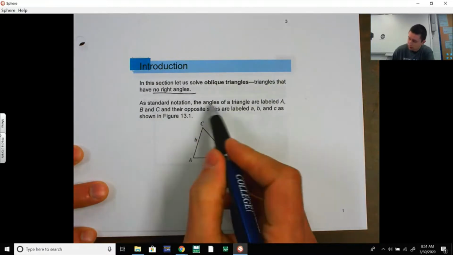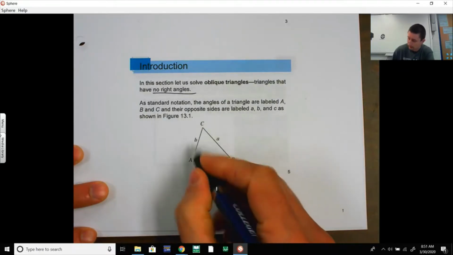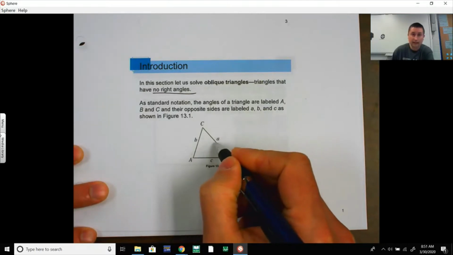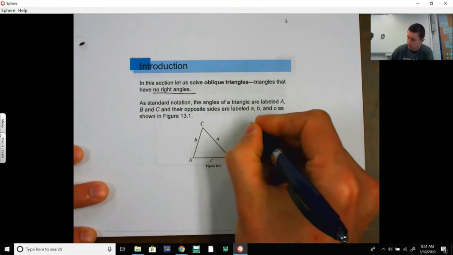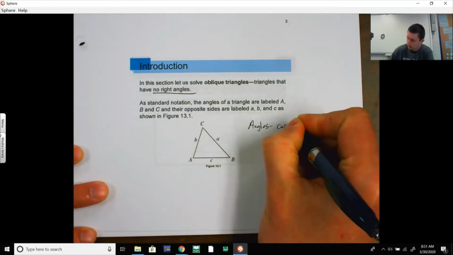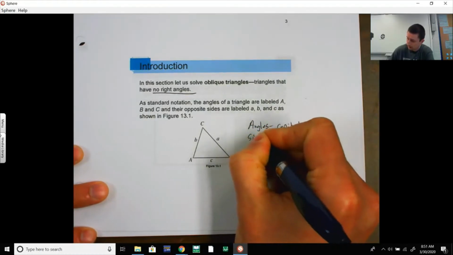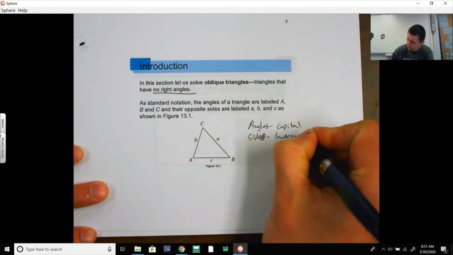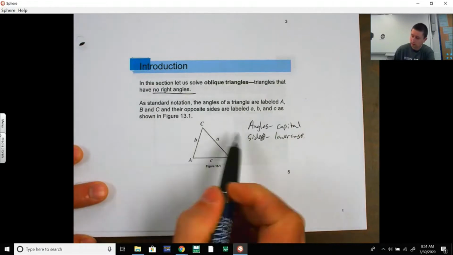Standard notation, remember for a triangle, if this is angle A, it's capitalized, and then side a is opposite and it's lowercase. So the angles are capital letters, and the sides are lowercase. So that's the standard notation for a triangle.